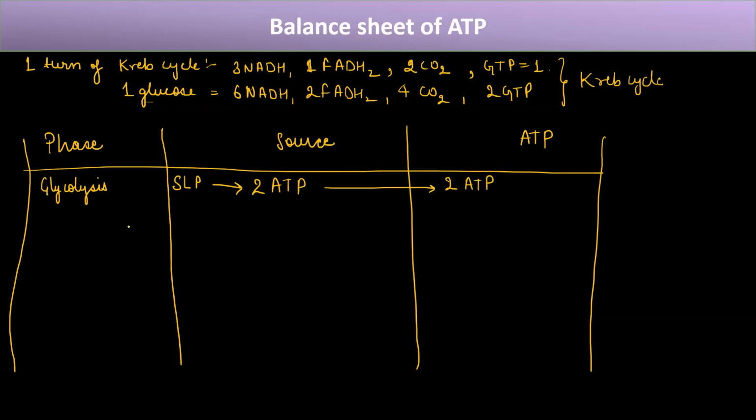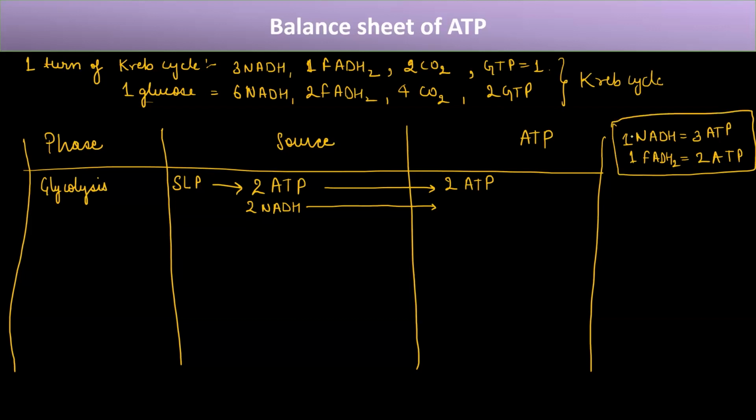Now in glycolysis itself, the second source was NADH. How many NADH were produced during glycolysis? The NADH was also 2. Just remember, from 1 NADH we can produce 3 ATP, and from 1 FADH2 we can produce 2 ATP. This is the thing you should remember. So from 2 NADH, how many ATP will we produce?